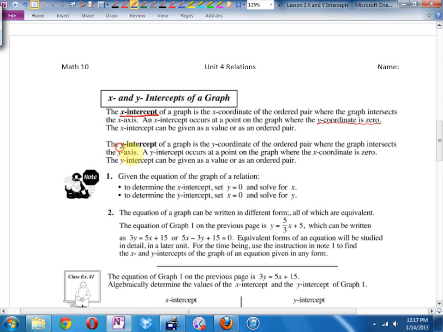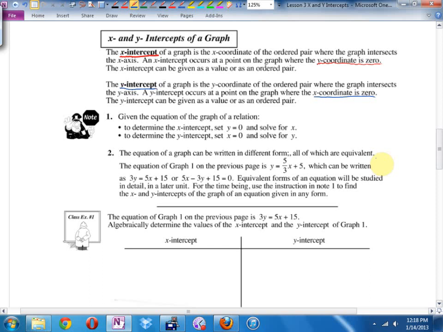The y-intercept is where the graph intersects the y-axis. And you know where the y-intercept occurs? Not where the y is 0. The y-intercept occurs where the x-coordinate is 0.